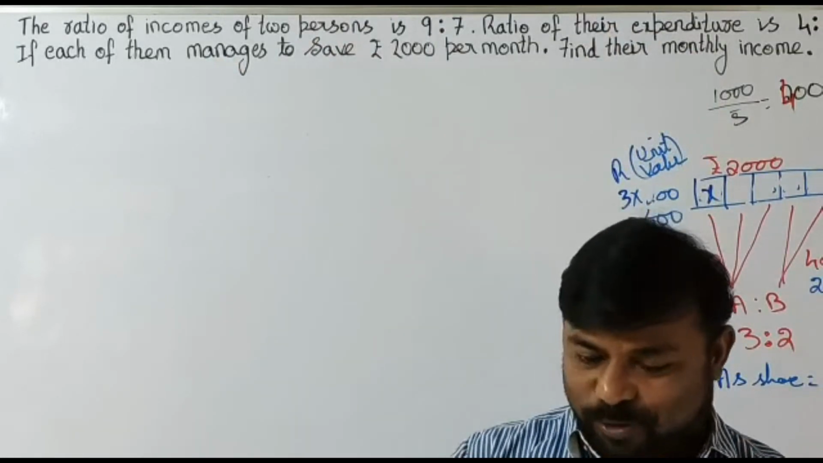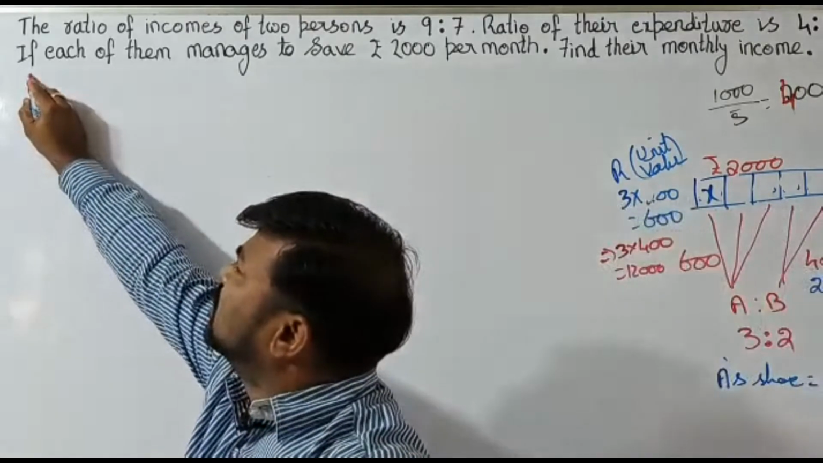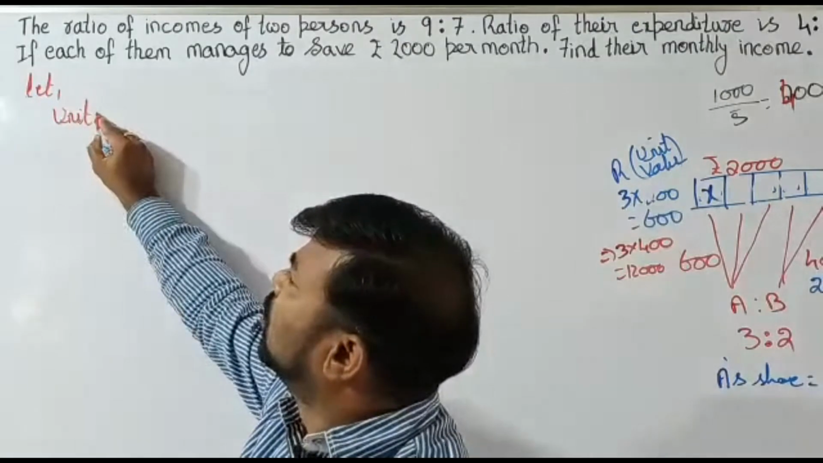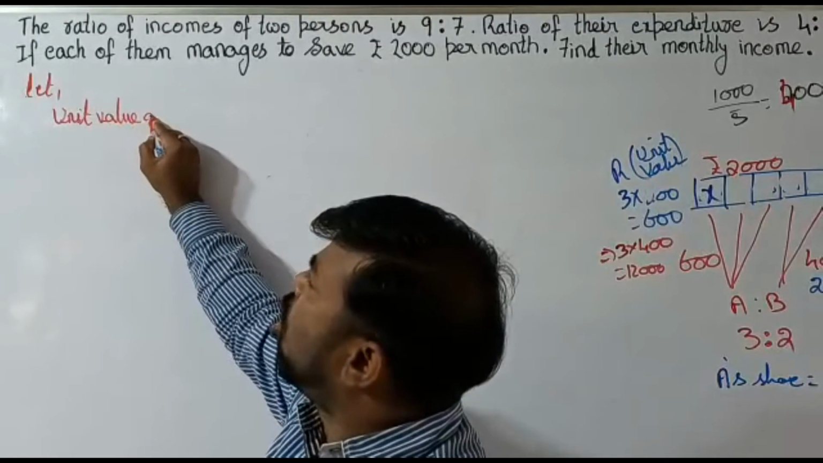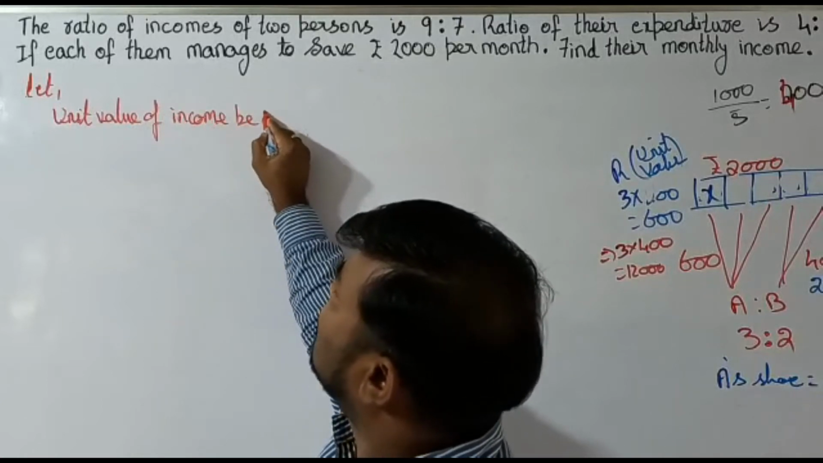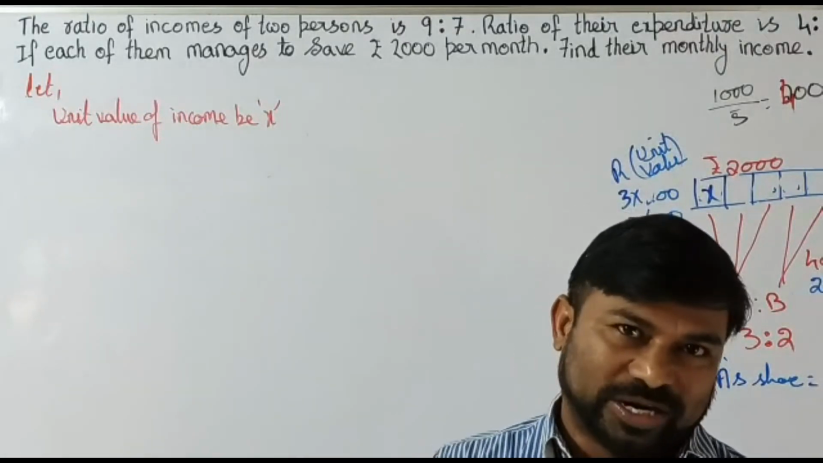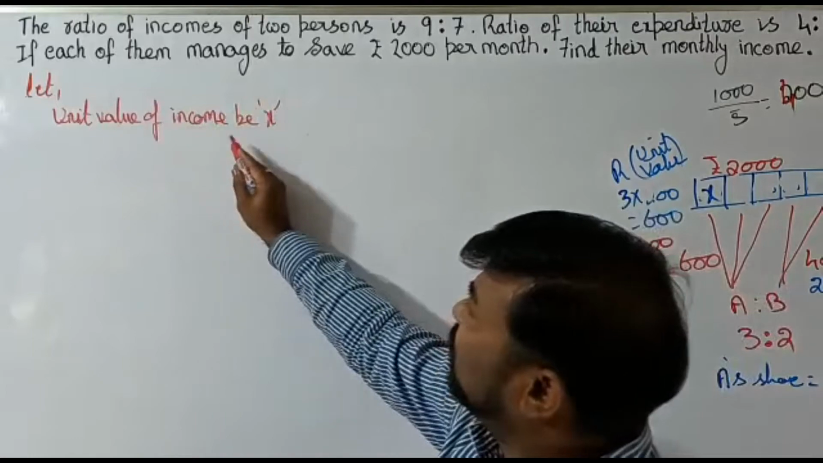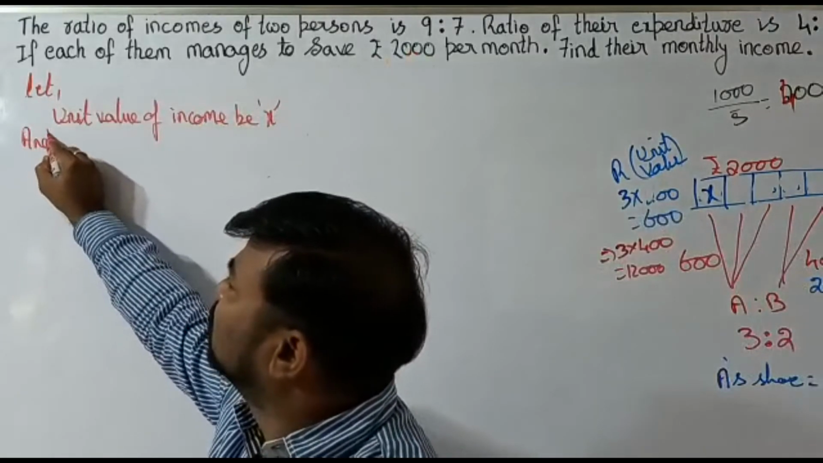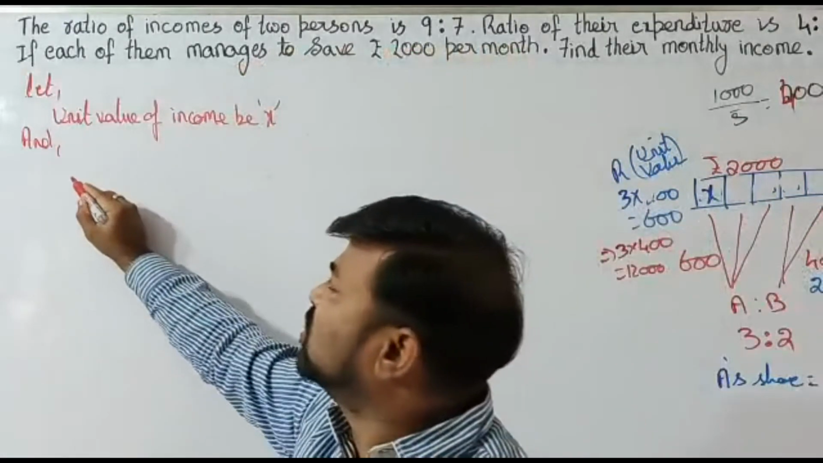That's very important. Let's consider that one. So let the unit value of income be, let's take it as X. Unit value of income is X. That's the point, right? As the unit value of income is X, and what he has given is that the two persons' incomes are in the ratio 9:7.